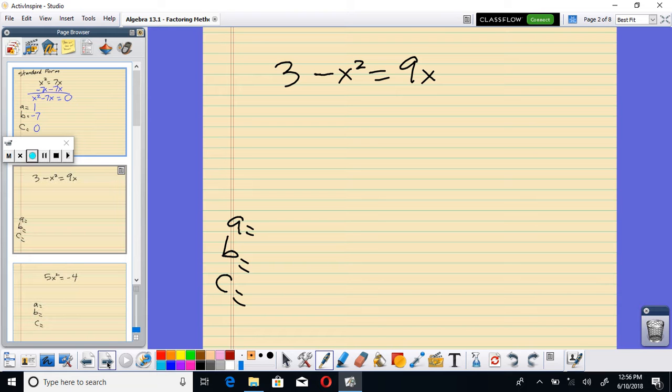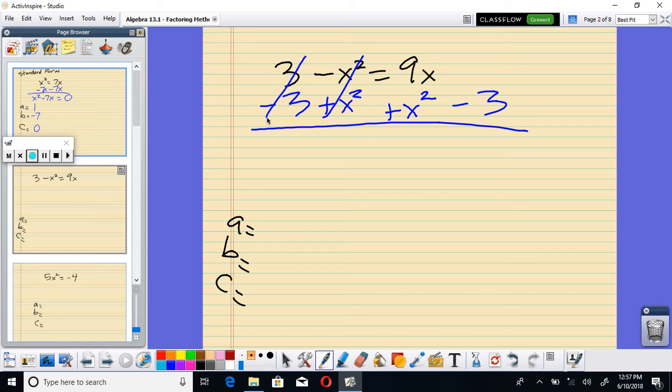Okay, are you ready? Here, we are going to get 0 on one side, get the x squared term to be positive. I'm going to subtract 3. I'm going to add x squared. Okay, so both of these are gone. 0 equals x squared plus 9x minus 3. Now, we need to figure out what a, b, and c are. If you look at the equation that we have written here, a is 1, b is 9, c is negative 3.